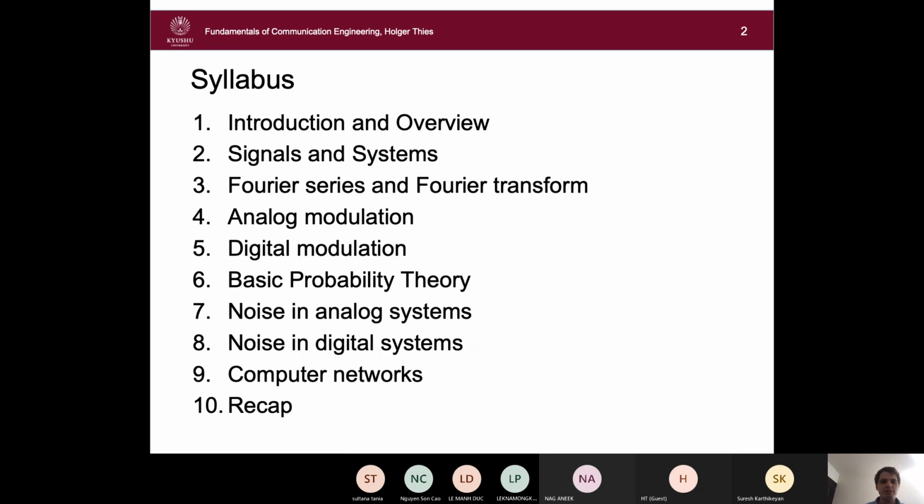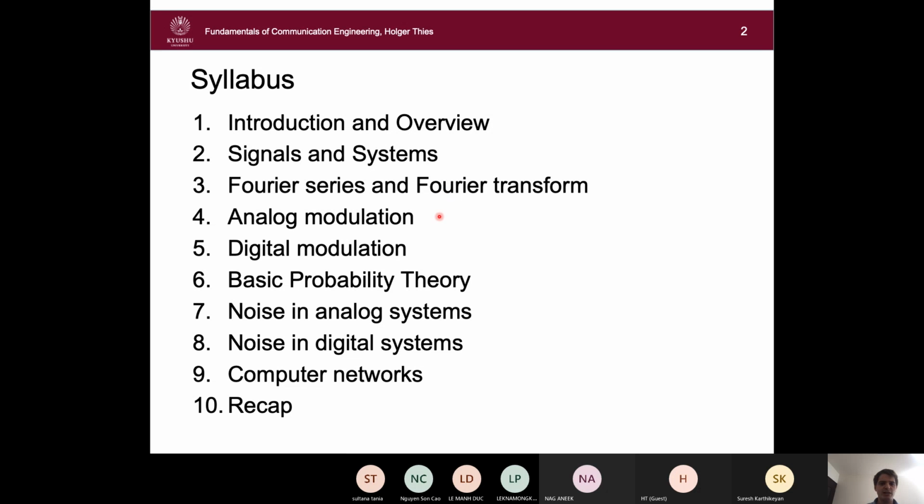So let's see what we will do in the whole class. This is the syllabus for this Fundamentals of Communication Engineering class. The first lecture, today's lecture, will be an introduction and overview of the class. Then the second lecture will introduce you to what signals and systems are. Then we will have probably 2 lectures on Fourier series and Fourier transform, to give you the background that we will need for the rest of the lectures.